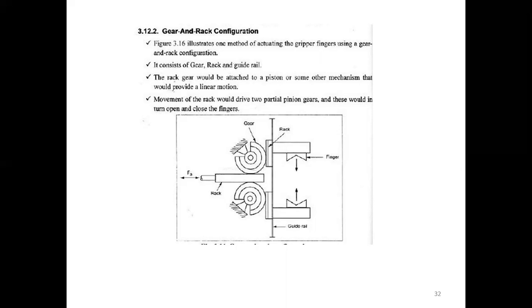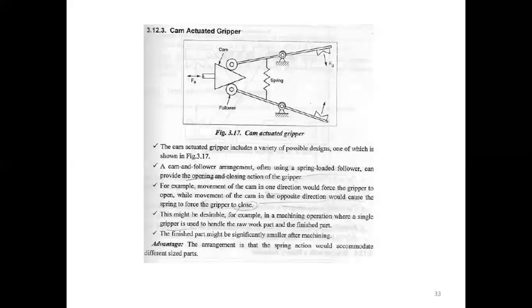So the rack will move, which means the gear will be moved. If the gear moves in the left direction, the rack will move in the up and down direction. So this is the simple concept: gear movement in a rotational manner means the rack will move forward, up and down. Like that, if you are using two gears and two racks, we can use the two fingers to open and close.